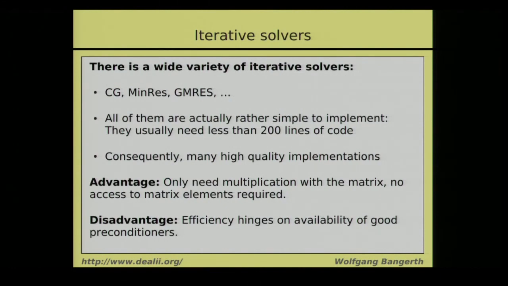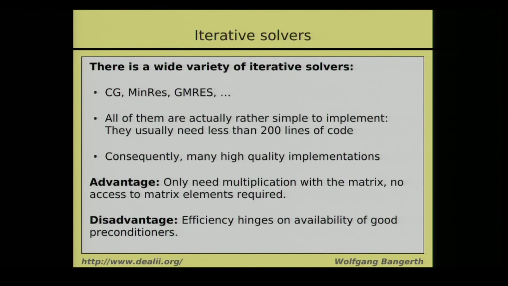All right, so what iterative solvers exist? There's a wide variety of solvers that are called CG, that's conjugate gradient, min-res, GM-res, and so on and so forth. Almost all of them are actually rather simple to implement, and that's a big difference to the sparse direct solvers. Most of them require no more than 200 lines of code. So there's a large number of fairly high-quality implementations.